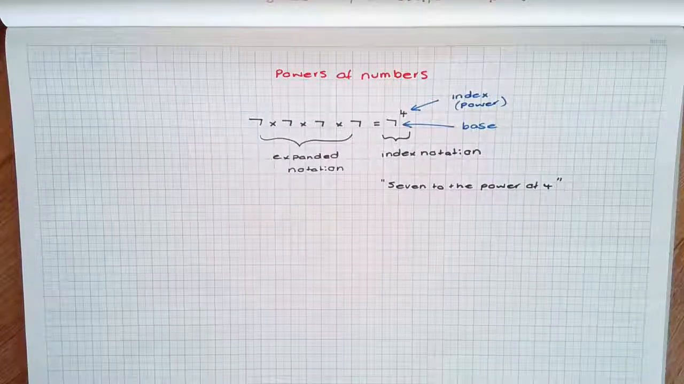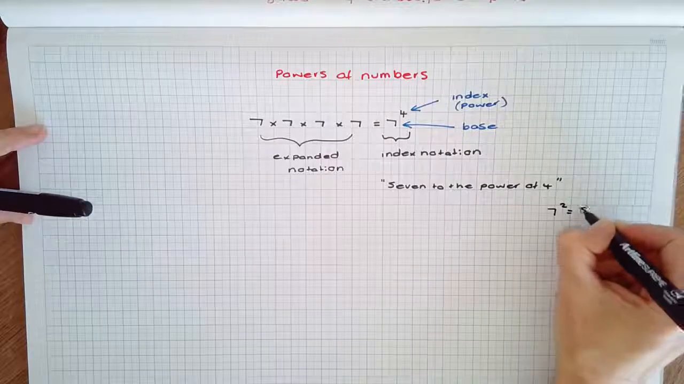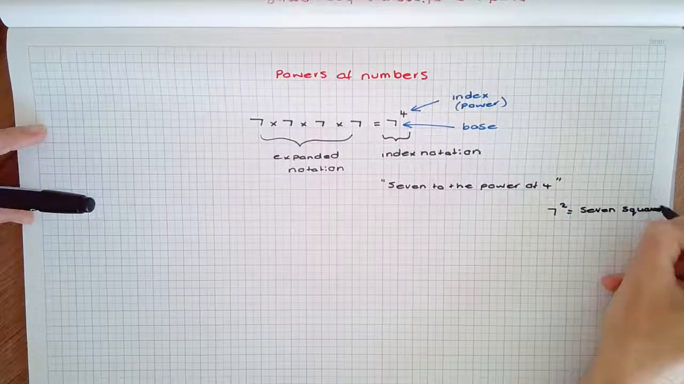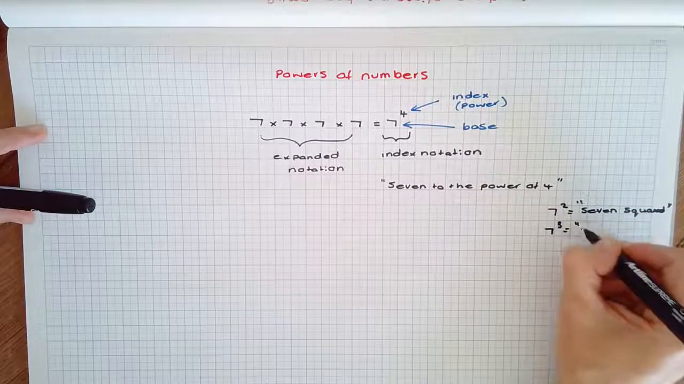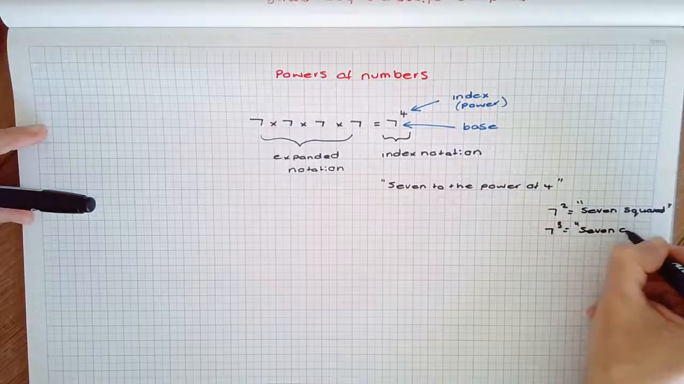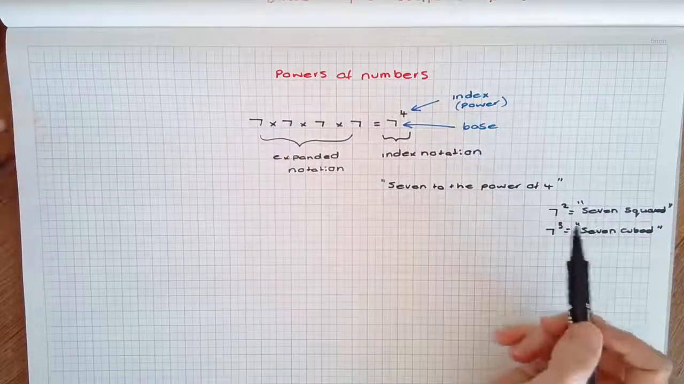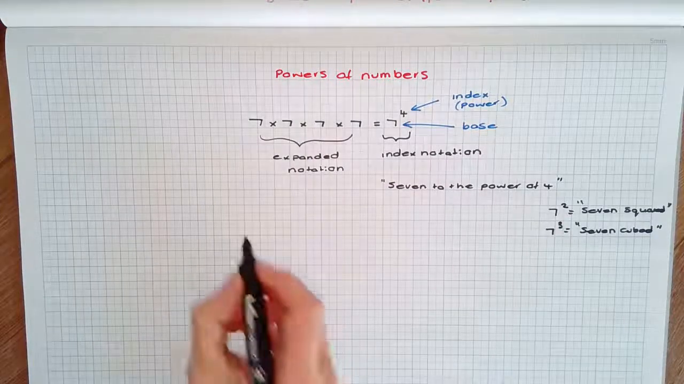Interestingly, if the answer was 7 to the power of 2, we would read that as 7 squared. If it was 7 to the power of 3, we would read that as 7 cubed. But from 4, we just read it as 7 to the power of 4. Let's go through a few examples.